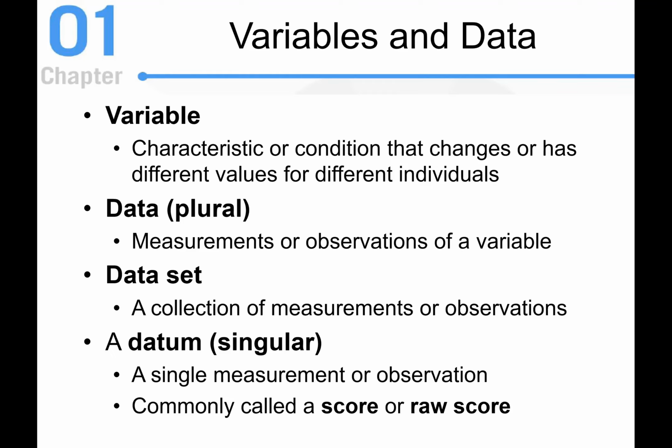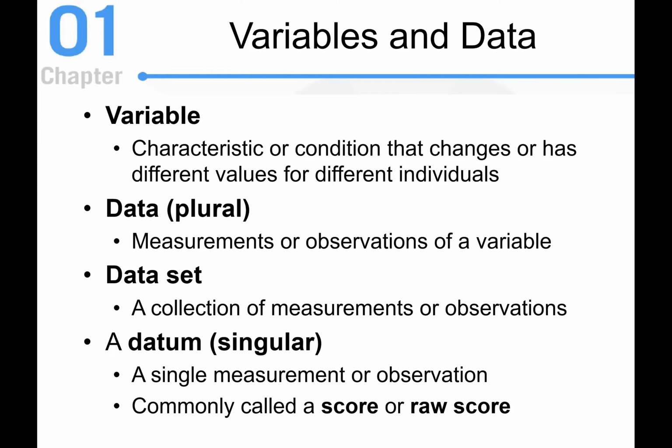Then we have what's called a data set. So this is a collection of measurements or observations. All right. So if we took a couple of different variables and measure them for the class. Let's say we took a measurement for height and weight and eye color, right, for everyone in the class. Well, that would be a collection of measurements or observations, and that would be a data set.